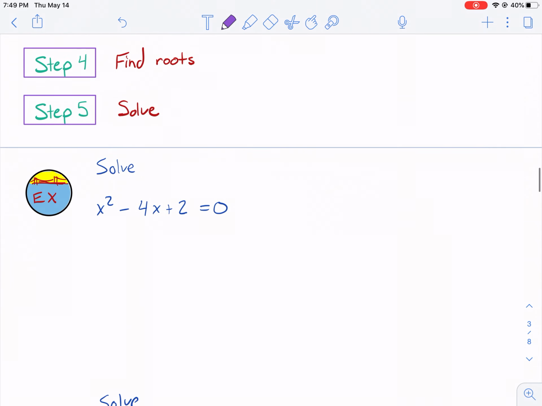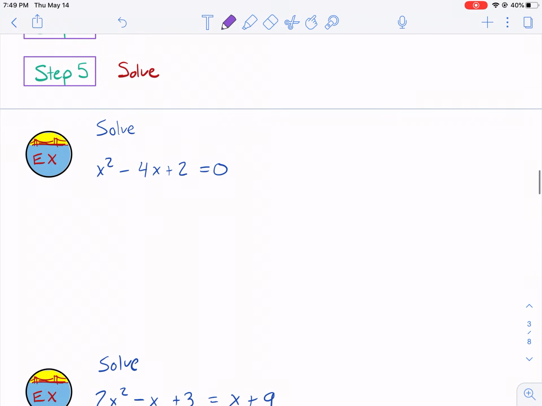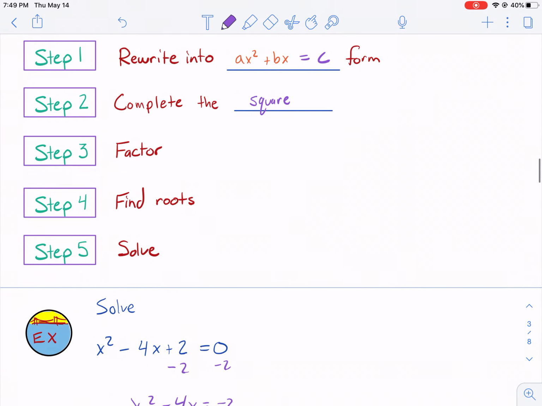So rewrite in ax squared plus bx equals c form. That's our first step, so let's go ahead and do that. It's not in that form right now. We have this lousy plus 2. So we're going to move the 2 over and get the constant to the other side. What happens? We get x squared minus 4x equals negative 2. Now we complete the square.